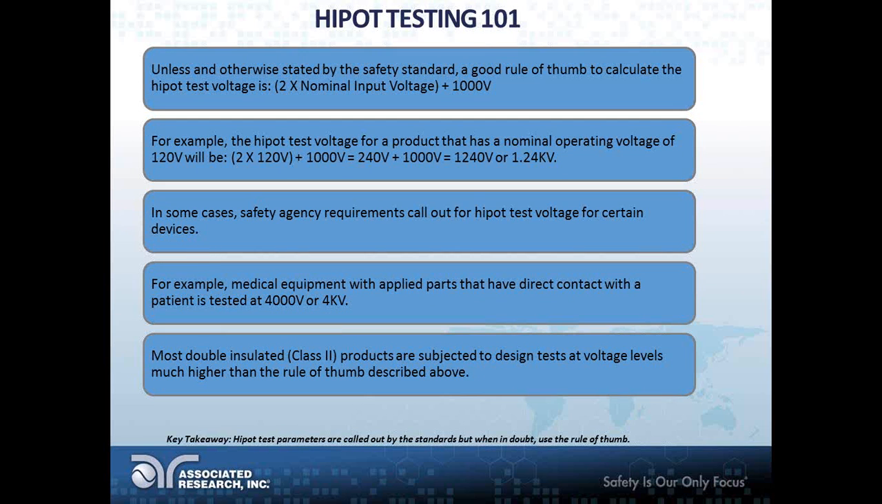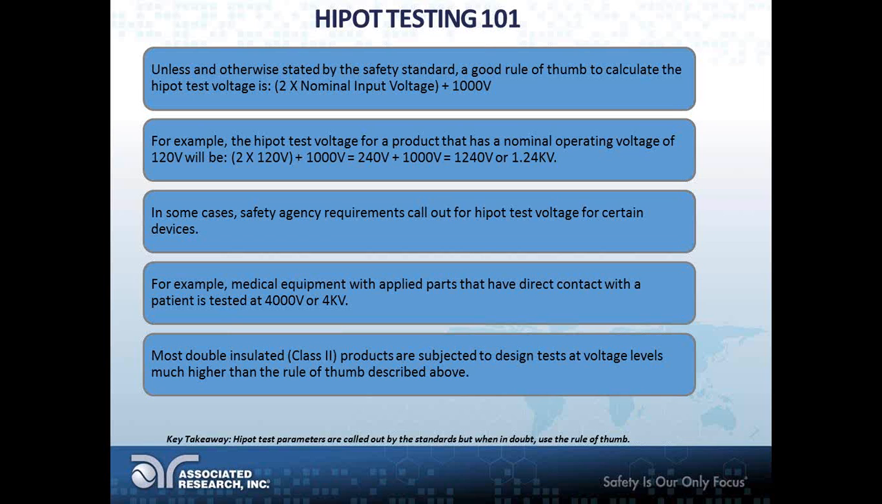Now let's look into some general Hipot test considerations. Test voltages for Hipot tests are usually stated by the safety standard that one is trying to comply with, and they can range from anywhere between 1,000 volts all the way up to 4,000 and even higher. But mostly they should be stated by the standard that you're trying to comply with.